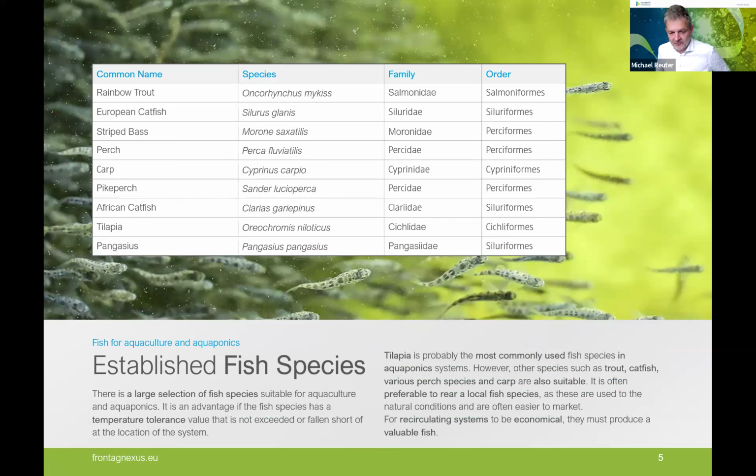Recirculating aquaculture systems have been tested with a lot of different species already. If we just pick some of the well-established fish species for recirculating aquaculture systems, we see cold water fish, warm water fish, omnivores, carnivores. So we can say that almost every kind of fish is potentially fit to be reared in recirculating aquaculture systems, but the system has to be adapted to the fish species so that the water quality for the species is just as good as it needs to be.